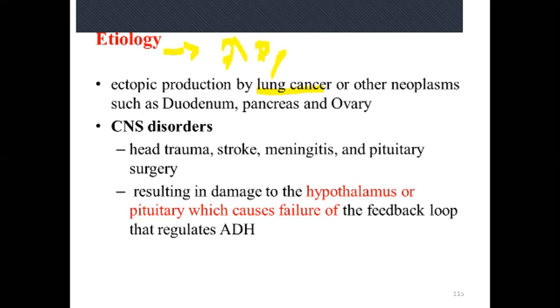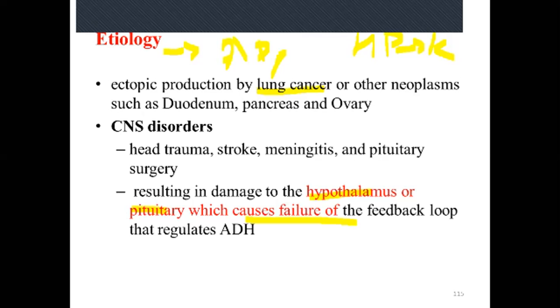Then apart from that, some CNS disorders, such as trauma, stroke, meningitis, or any surgery in the pituitary gland, can actually cause damage to the hypothalamus or pituitary, which causes failure of the feedback loop that regulates antidiuretic hormone. So remember, the regulation involves the hypothalamus, pituitary, and then maybe we can say kidney. So this HPK axis is the one that regulates the production.